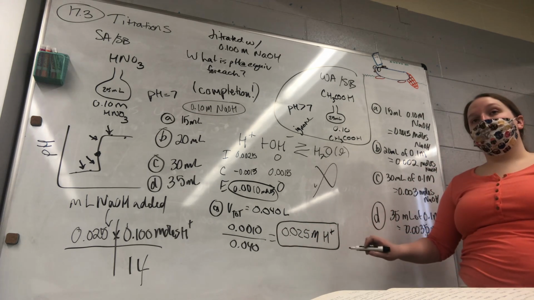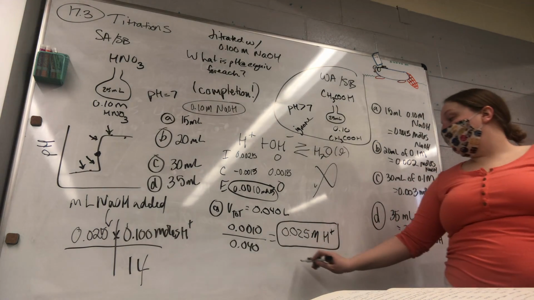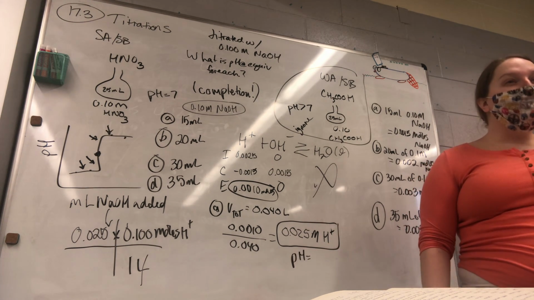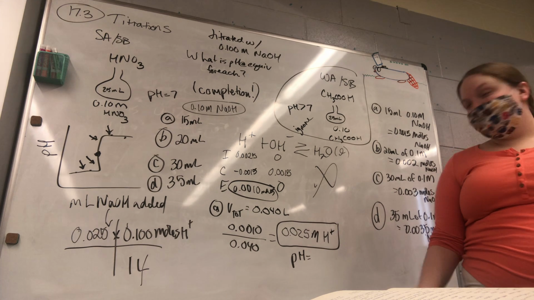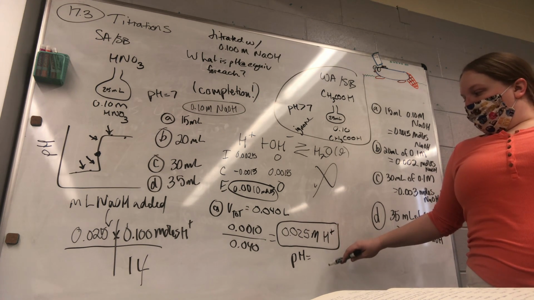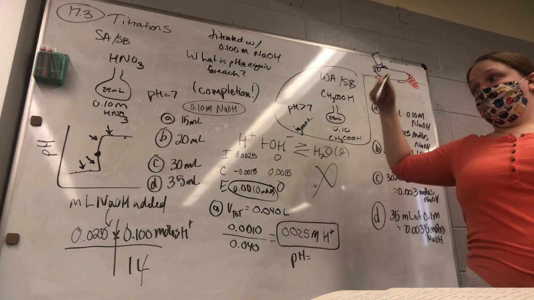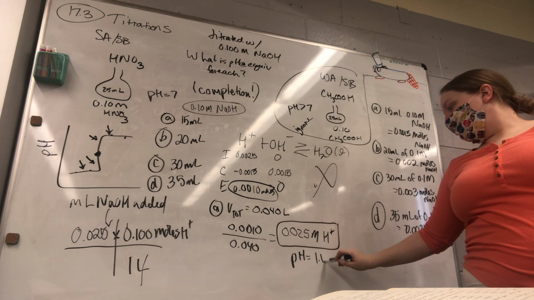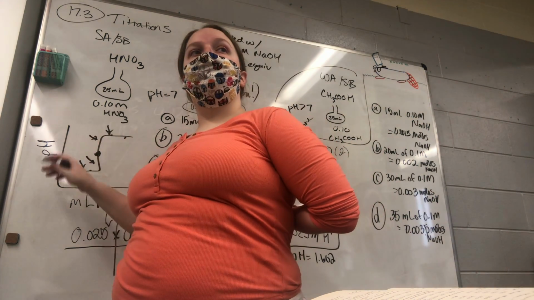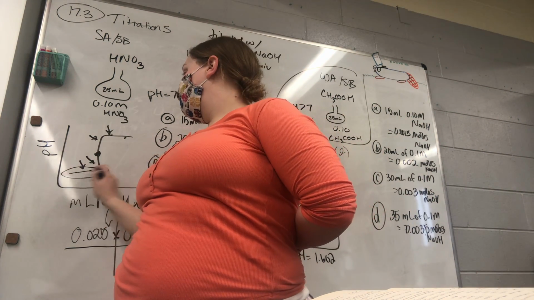How do we get a pH? Negative log. Take the negative log. What do you get? Be more specific. Should be small. 1.602. Okay. So on the curve, where are we? We're still on this part, in part A.